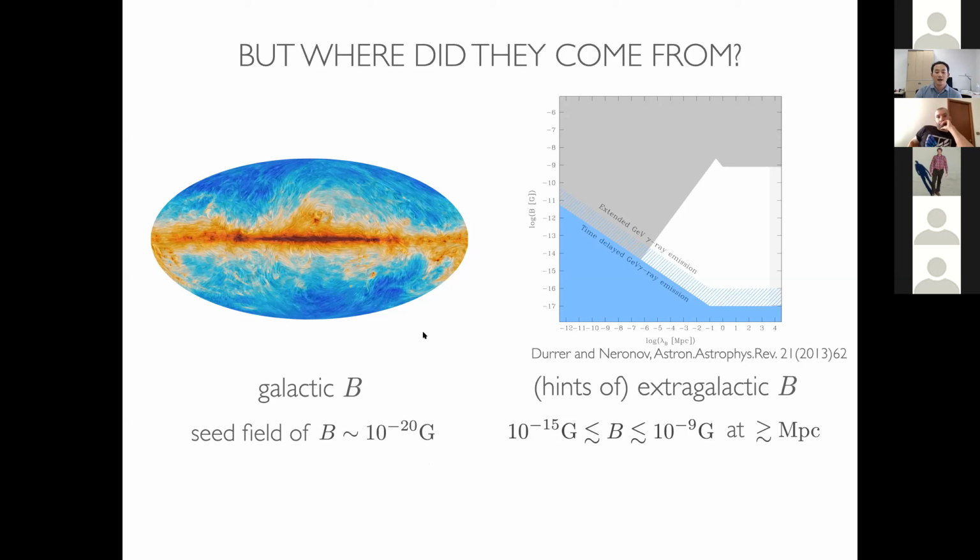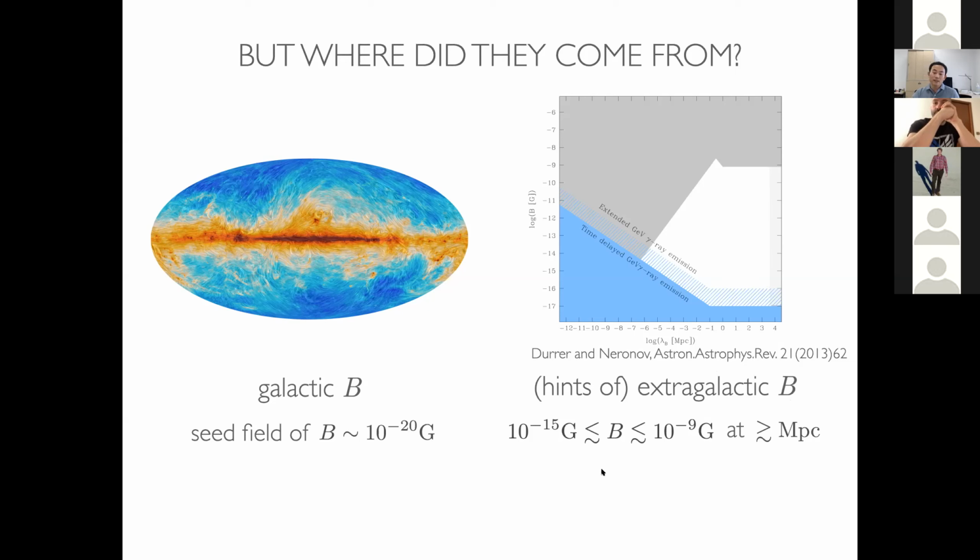And yes, I was saying that at the moment, there's no established theory for explaining the origin of these seed fields for the galactic magnetic fields. But the situation is even more complicated for these extragalactic magnetic fields because, first of all, there's an upper bound on intergalactic magnetic fields from CMB observations, which is something like nanogauss. But now with these blazar experiments, there's also a lower bound. So these are suggesting that the intergalactic magnetic fields should lie somewhere here.